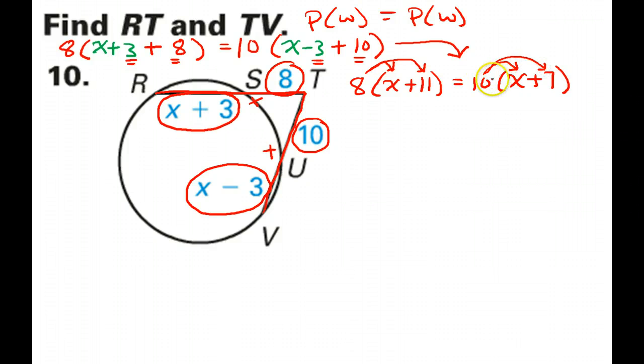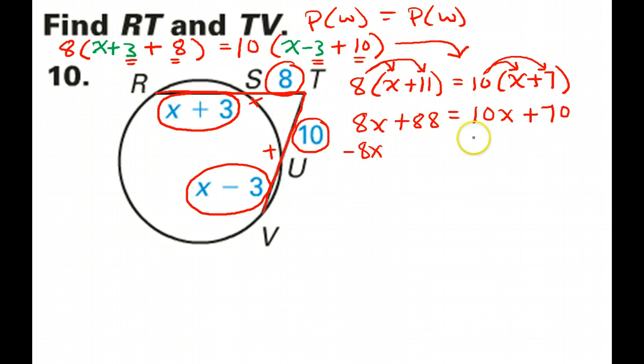Okay, so this is going to give me 8x plus 88. And this will give me 10x plus 70. All right, now I'm ready to solve. I tend to like to keep things positive, so I'm going to subtract the smaller number here. Subtracting the 8x from both sides, that'll leave me with 88 is equal to 2x plus 70.